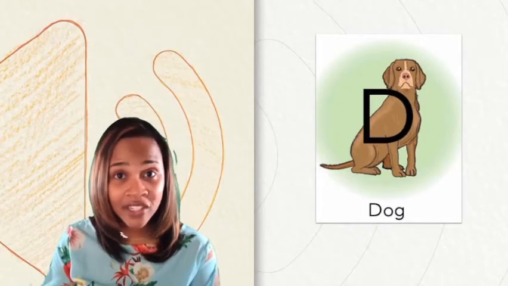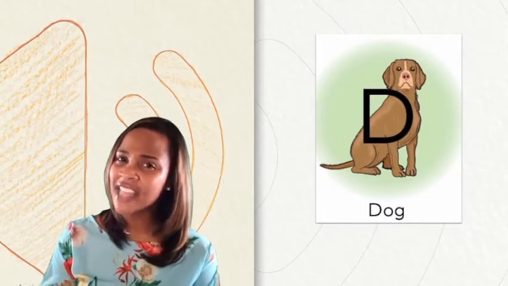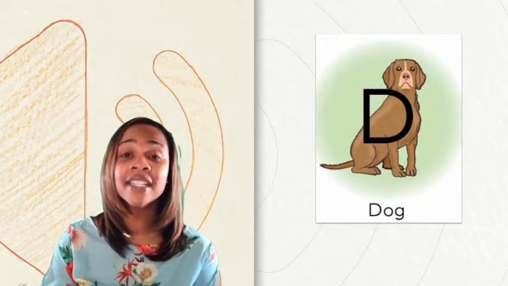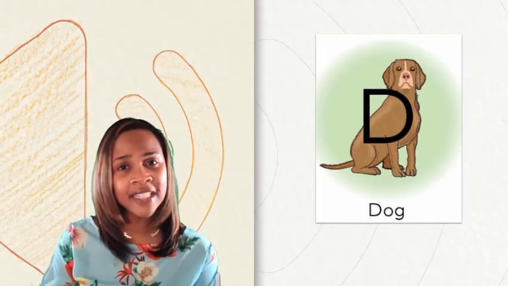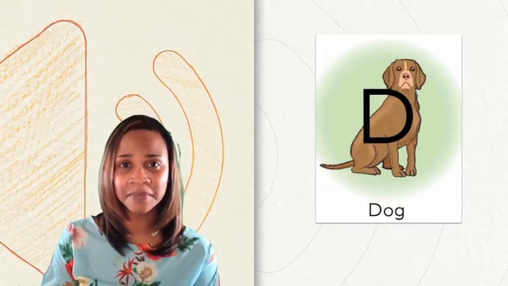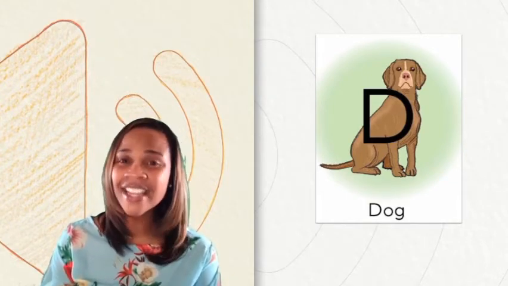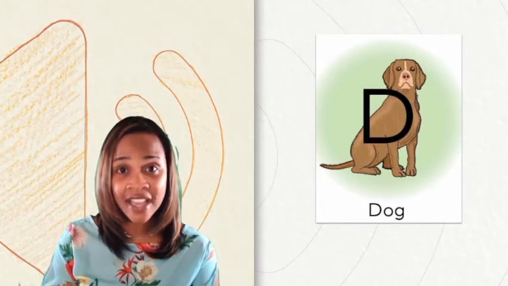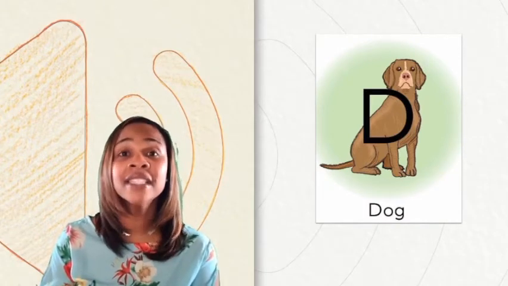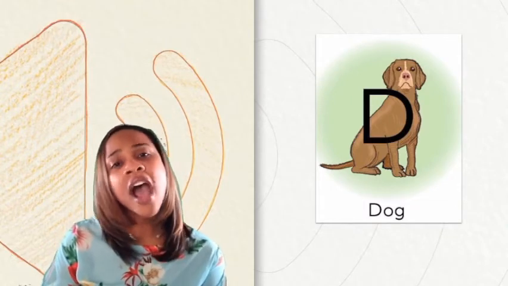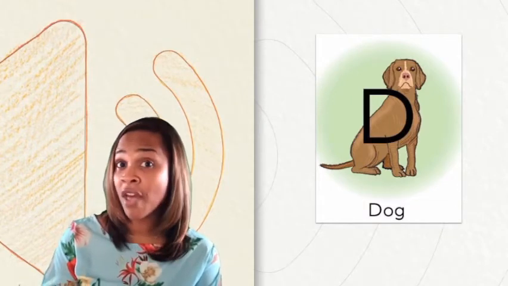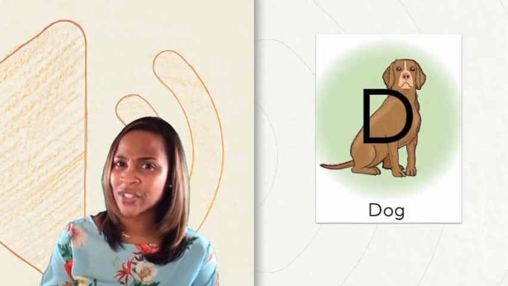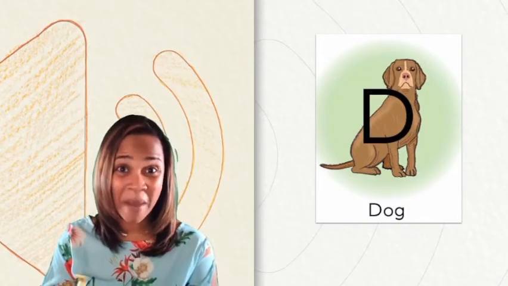Sounds. This is a picture of a dog. The sound that we hear at the beginning of the word dog is the D sound. Can you make that sound too? D. Right. The sound we hear, D, is for the letter D. The letter D makes the D sound. I wonder if we can think of some other words that make the D sound just like in the word dog. Can you think of some?